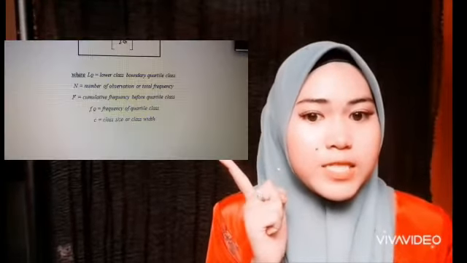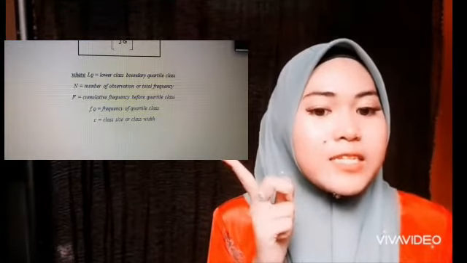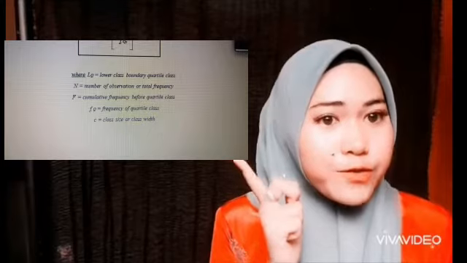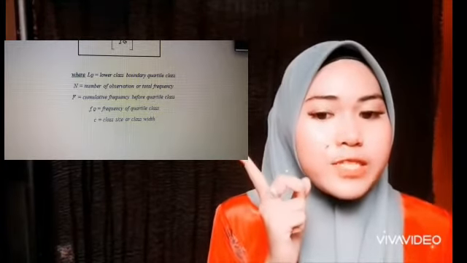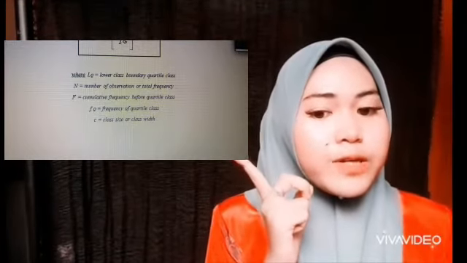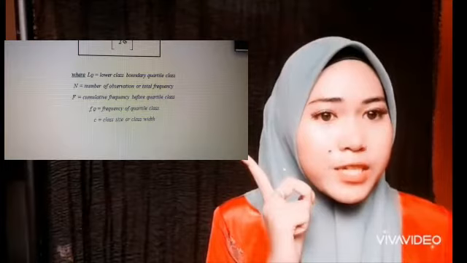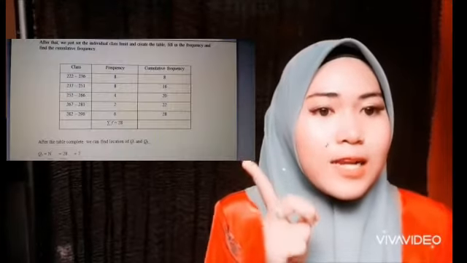where LQ represents the lower class boundary of the quartile class, N represents the number of observations or total frequency, capital F represents the cumulative frequency before the quartile class, small f of Q represents the frequency of the quartile class, and lastly C represents the class size or class width.